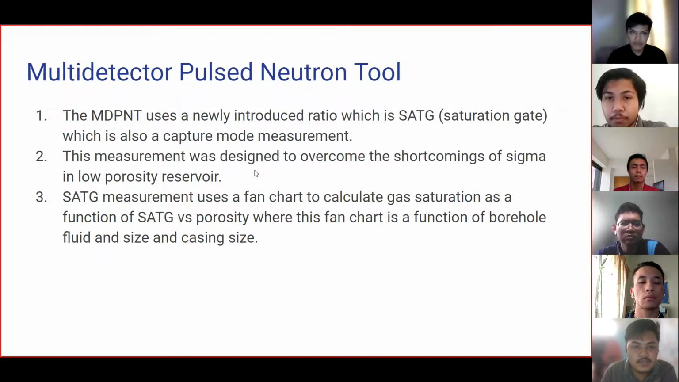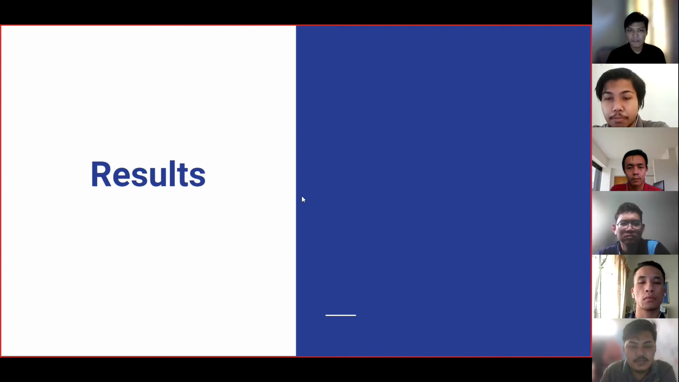The SATG measurement uses a frame chart to calculate gas saturation as a function of SATG versus porosity, where this frame chart is a function of borehole fluid and size and also the casing size. I think that's all for me, so I'll pass the result over to Airil. Thank you, Fadzeli.